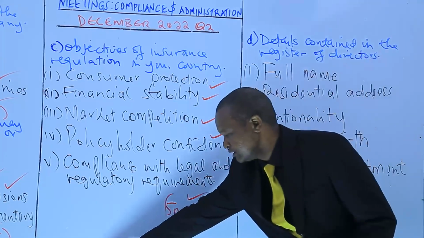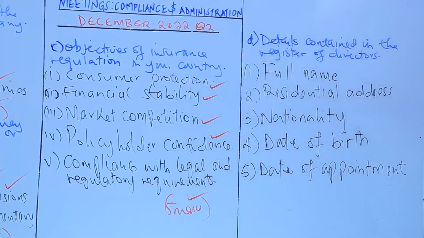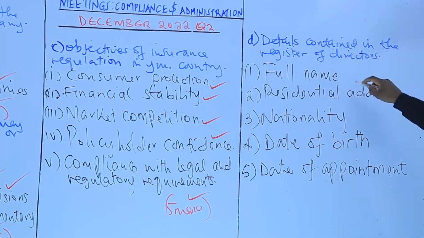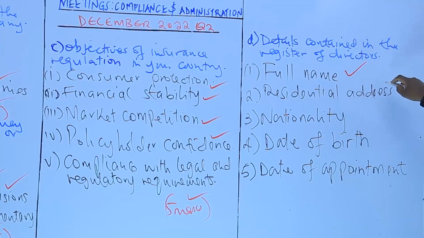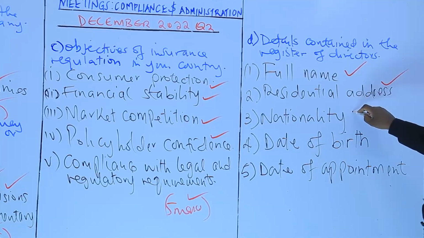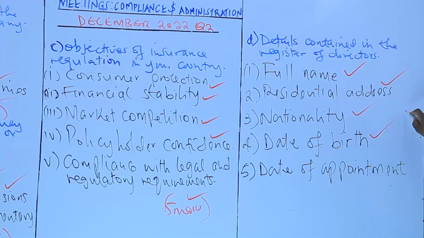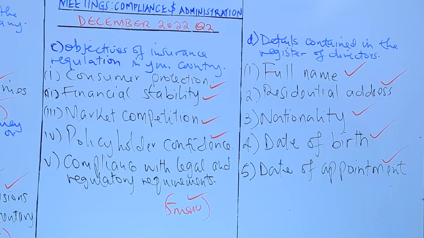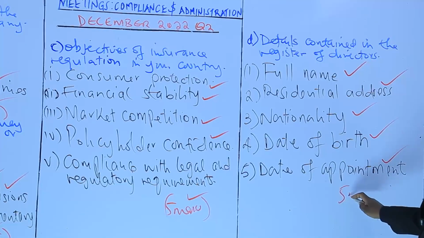So these are some of the details contained in the register of directors: full names, residential addresses, nationalities, date of birth, and date of appointment. 5 marks.